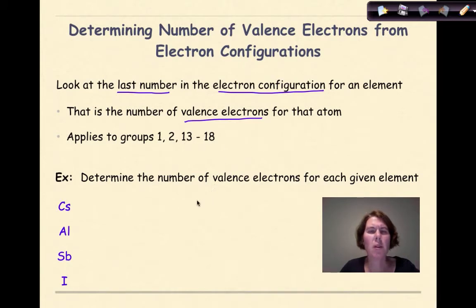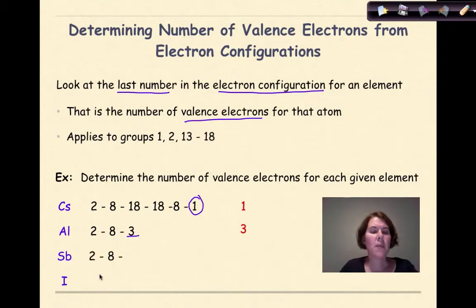So let's look at a couple of examples. The first one is cesium. Cesium has an electron configuration of 2, 8, 18, 18, 8, 1. So I look at this last number in the electron configuration, which is 1. Therefore, the number of valence electrons is 1. Let's look at aluminum. Aluminum is 2, 8, 3. The last number is 3. Therefore, 3 valence electrons.